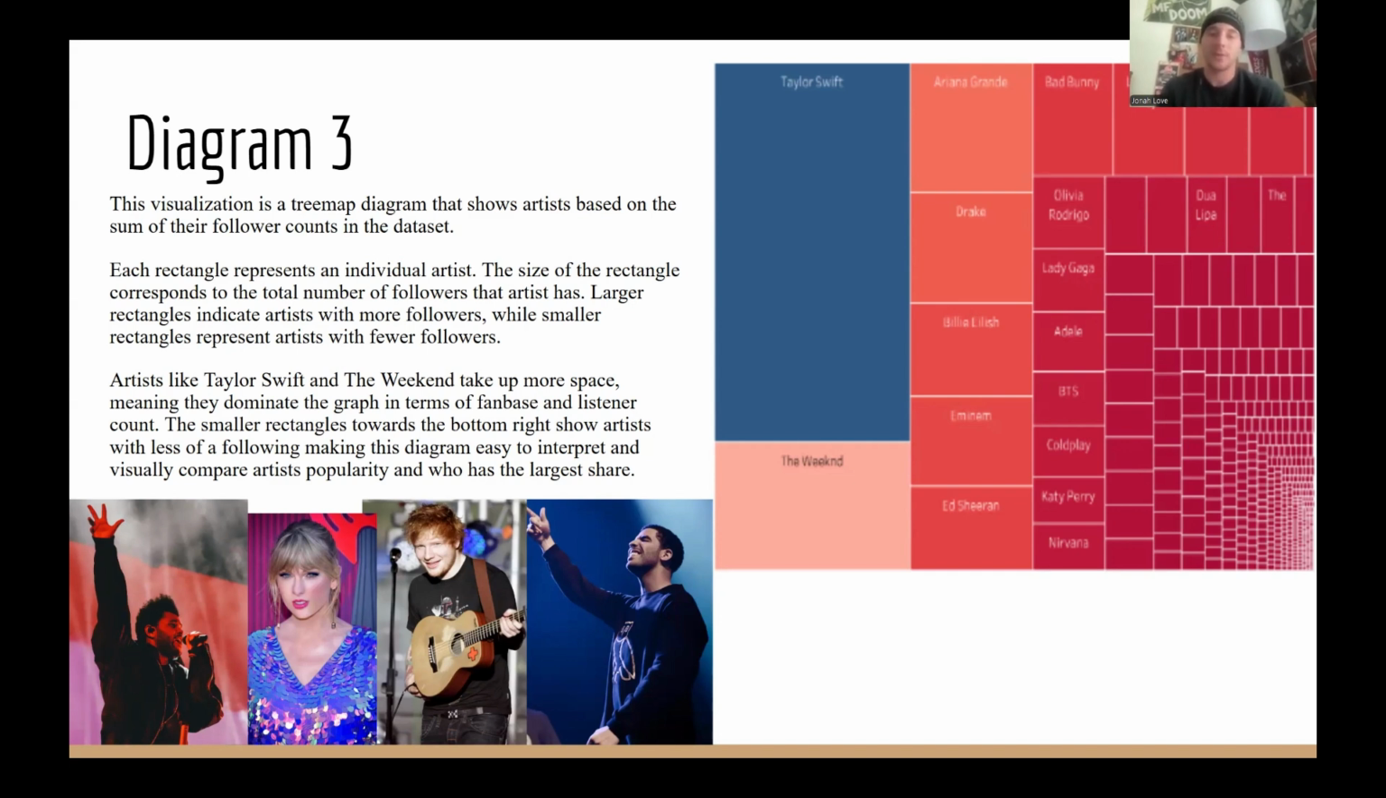And the larger the rectangle, the more follower base they have, or the more popular that artist is compared to the rest of them. So artists like Taylor Swift, The Weeknd take up more space on this diagram, so they have a higher listener count and dominate most of this tree map. And then as you go down, artists with the smaller rectangles are artists with fewer followers comparatively. So this is a pretty easy diagram to just give you a visual of who has more fan base.